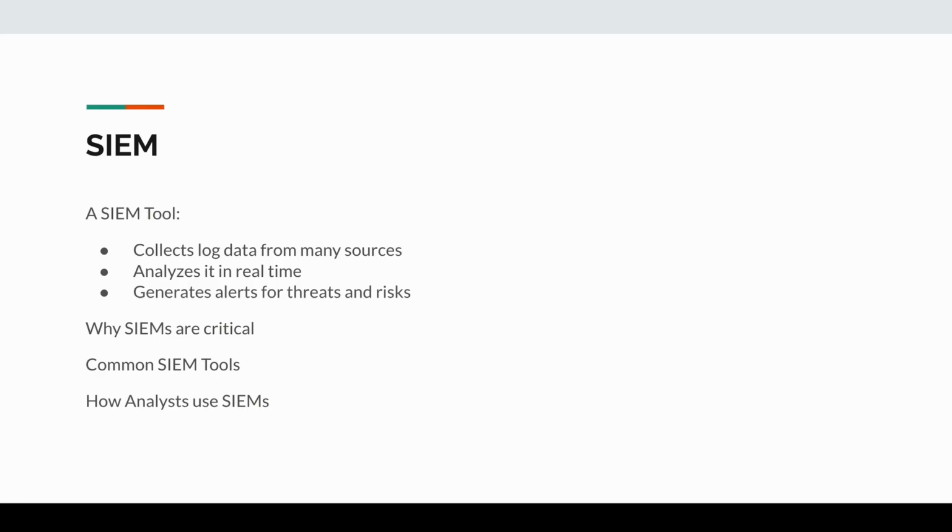Some of the common SIEM tools would be Splunk, that's a data analytics platform, and Google Chronicle, which is a cloud-native SIEM. So both tools filter events, help teams respond quickly, and things like that. And how analysts use a SIEM: they review alerts, analyze event patterns, perform incident investigation, and then proactively hunt for threats.